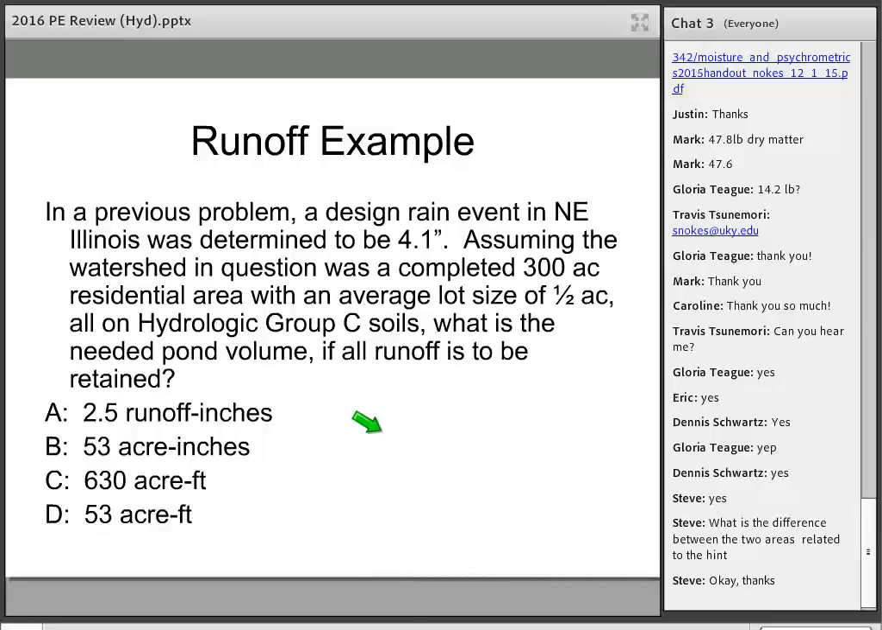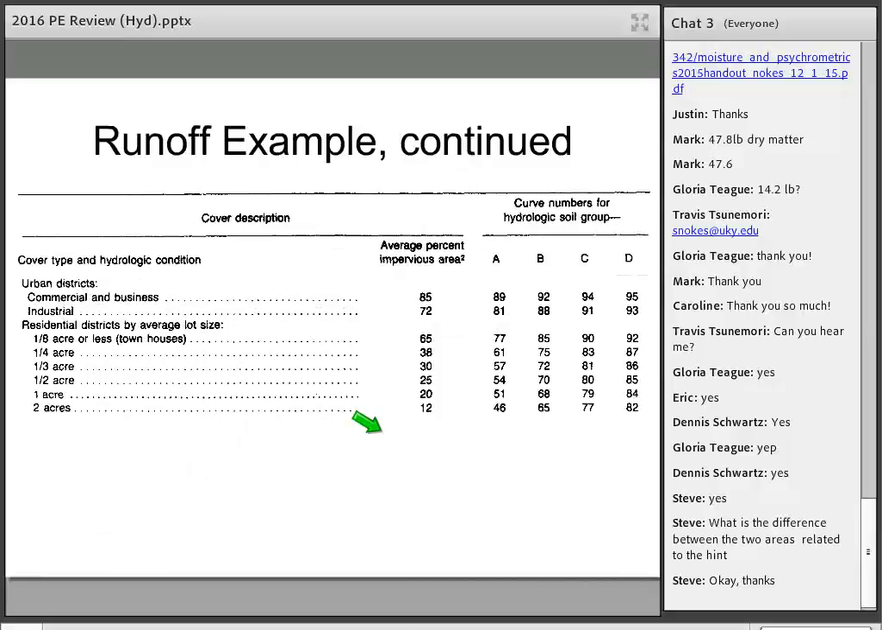Okay, you've got several different units, several different values. Let's take a look at what you got to do to figure it out. Okay, here's another one of those charts that I was talking about. You've got urban districts, commercial business, industrial, and then different residential areas by average lot size. And essentially what you're doing is setting the percent impervious. And impervious areas are by definition not 100 because they usually have a roughness, so they retain some rainfall. But they're usually just defined as 98 as a curve number.